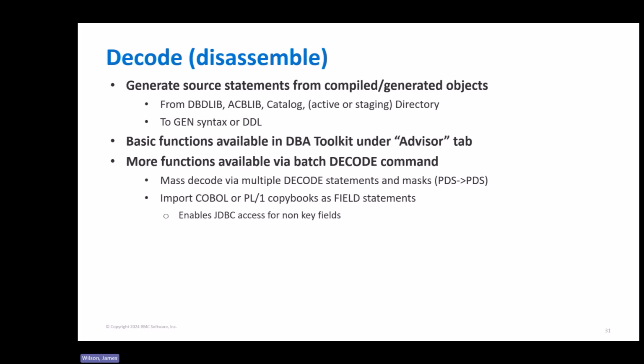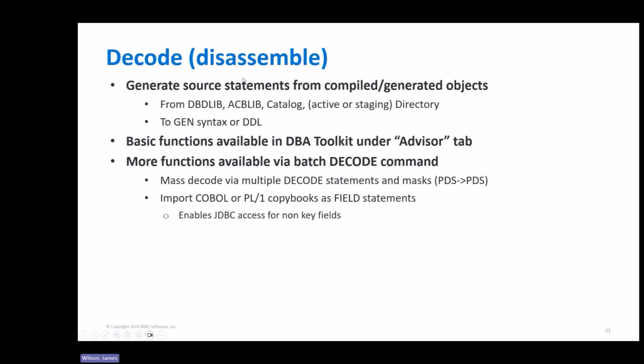Okay, and then before I get into the final one, because the final one is probably the most sophisticated, I wanted to go into the decode function. So we have a function called decode, called disassemble in the GUI. Same thing. What it lets you do is take a generated object from anywhere that it can live. So that's DBD lib, ACB lib, the catalog itself, the HALDB, or any of the directories. And then you can produce the gen or DDL syntax that produced that object.